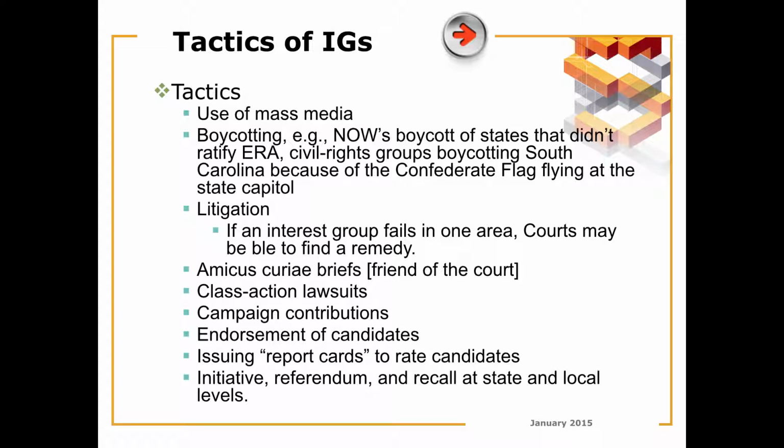And then a couple more. As far as tactics go, there are three things that are used at the state level: the initiative, the referendum, and the recall. There's nothing like that at the federal level. But at the state level and at the local level, the initiative is bottom up, the referendum is top down, and the recall is to oppose elected officials, and if they lose the recall, they're forced out of office. It doesn't happen very often, but it happened here in California in 2002 with Gray Davis.